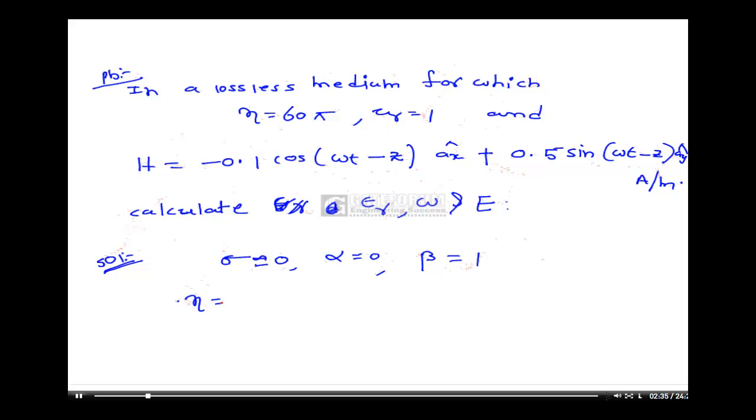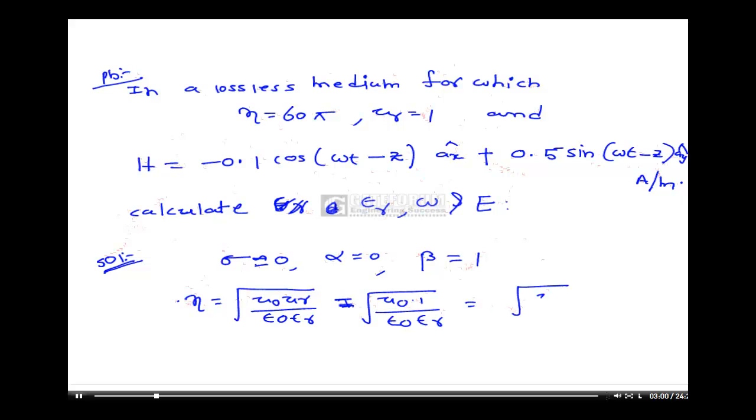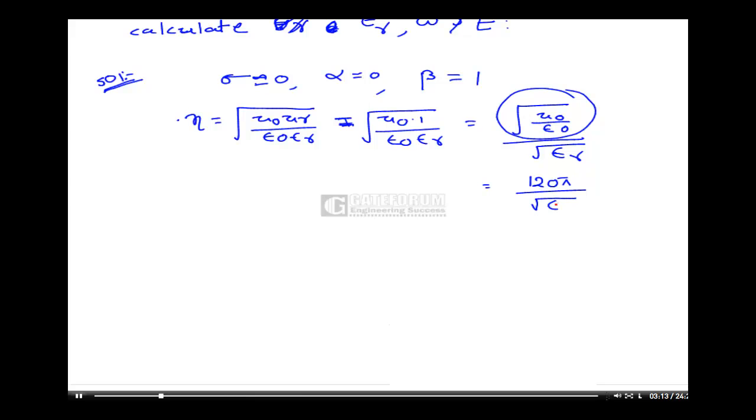We know that intrinsic impedance eta, for a lossless medium, is equal to square root of mu naught mu r by epsilon naught epsilon r. Mu r is given 1. So this I can write as square root of mu naught by epsilon naught, divided by square root of epsilon r. This is nothing but free space impedance, 120 pi. So 120 pi by square root of epsilon r.